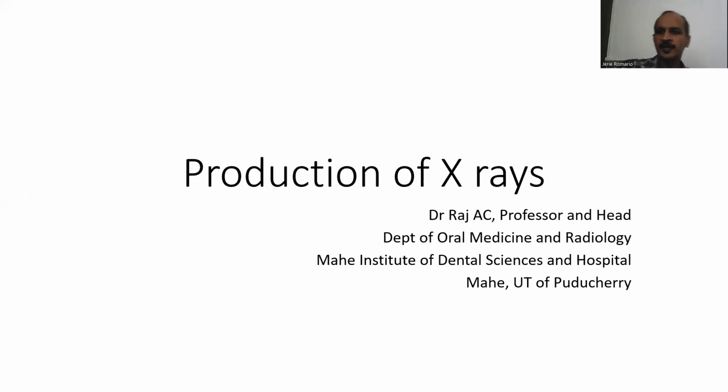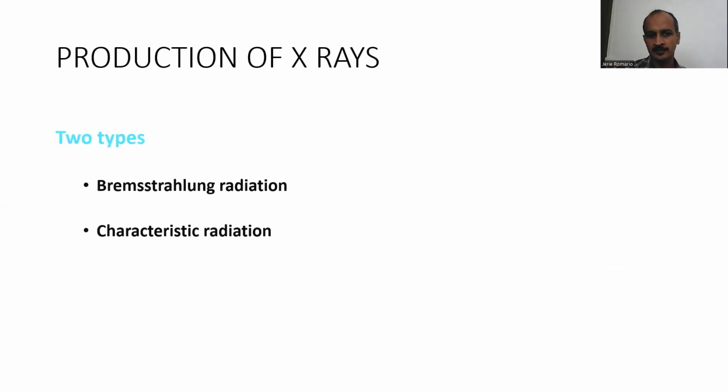X-rays are produced mainly from a tungsten target. The tungsten target requires very high-speed electrons. When these high-speed electrons come and hit the target, X-rays are produced. Now we will see what happens in the target.